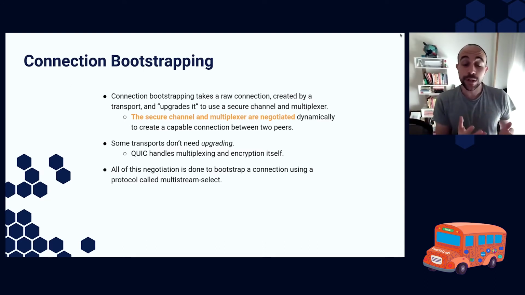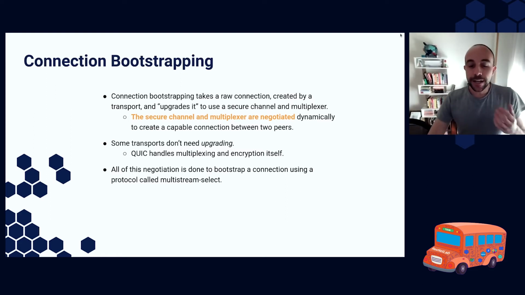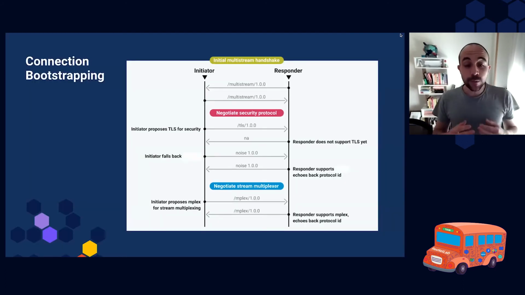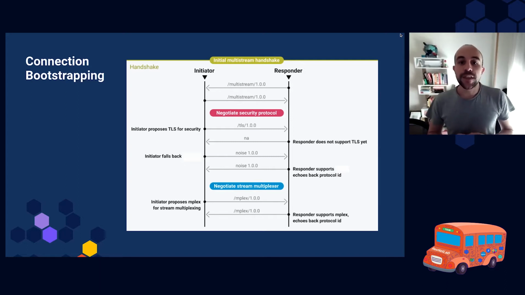Some transports, like for instance QUIC, can be used as raw connections because they already handle multiplexing and encryption by themselves. But in the case that we start a new raw connection that doesn't support multiplexing and encryption by itself, what we have to do between the two peers is run a protocol in order to upgrade our connections that is called multistream select. In multistream select, what we do is that we first perform a handshake. So if we are the initiator, we establish the raw connection with the responder, and we send a handshake to specify the multistream select version that we are running.